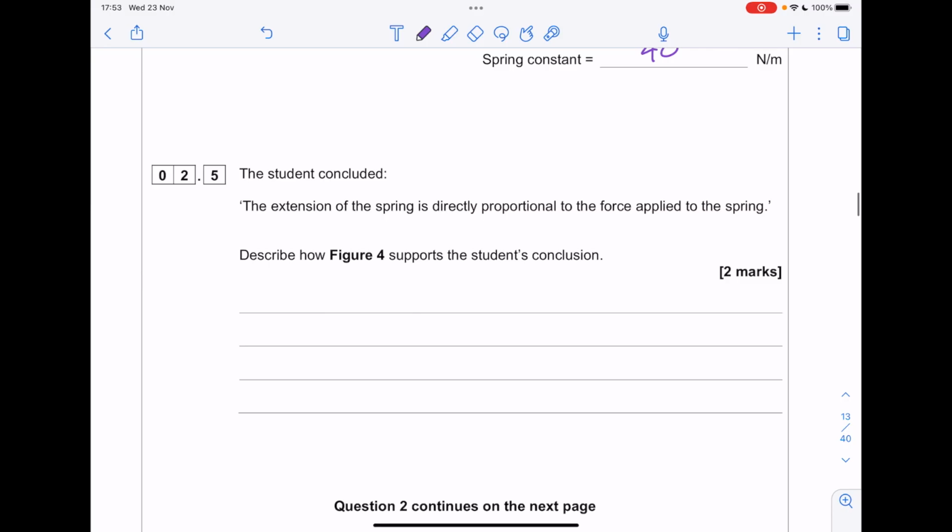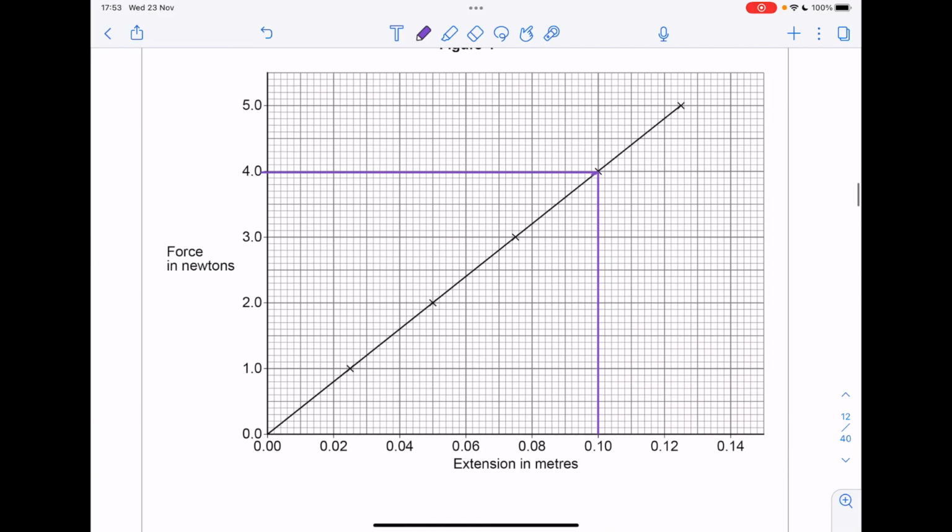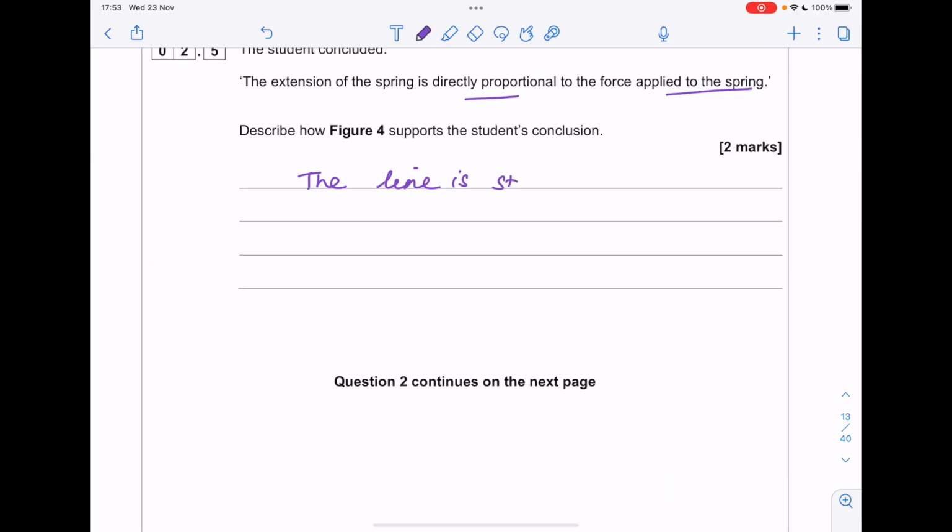The student concluded the extension of the spring is directly proportional to the force applied to the spring. Describe how figure 4 supports this conclusion. Yes, first of all, it's a straight line. It's a linear relationship, and crucially, for it to be directly proportional, it goes through the origin.